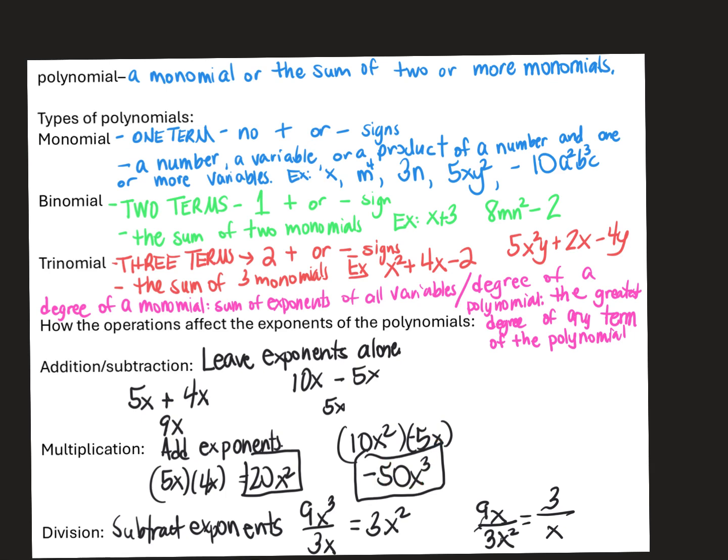And then when you're dividing, you subtract exponents. 9x cubed divided by 3x, you divide 9 and 3, that's where you get 3. And then 3 minus 1 is 2. Same thing here, 9 divided by 3 is 3. My exponent is larger in the denominator, so I subtract from there. 2 minus 1 is 1.